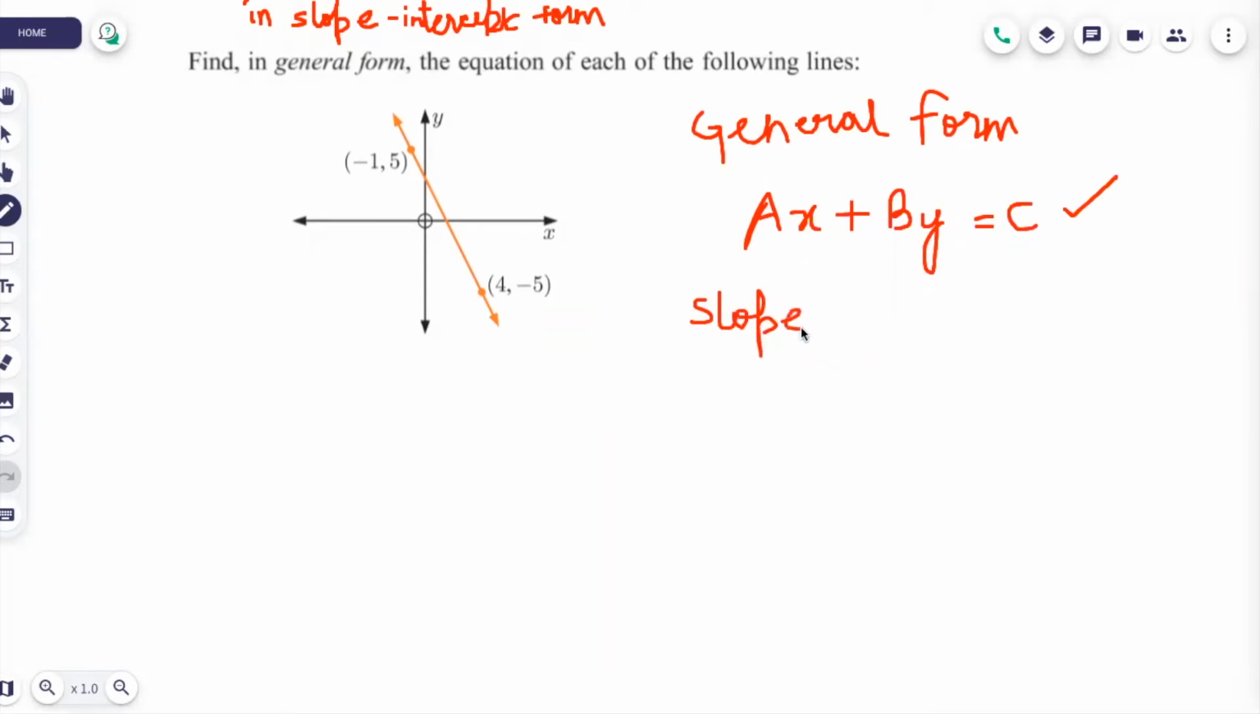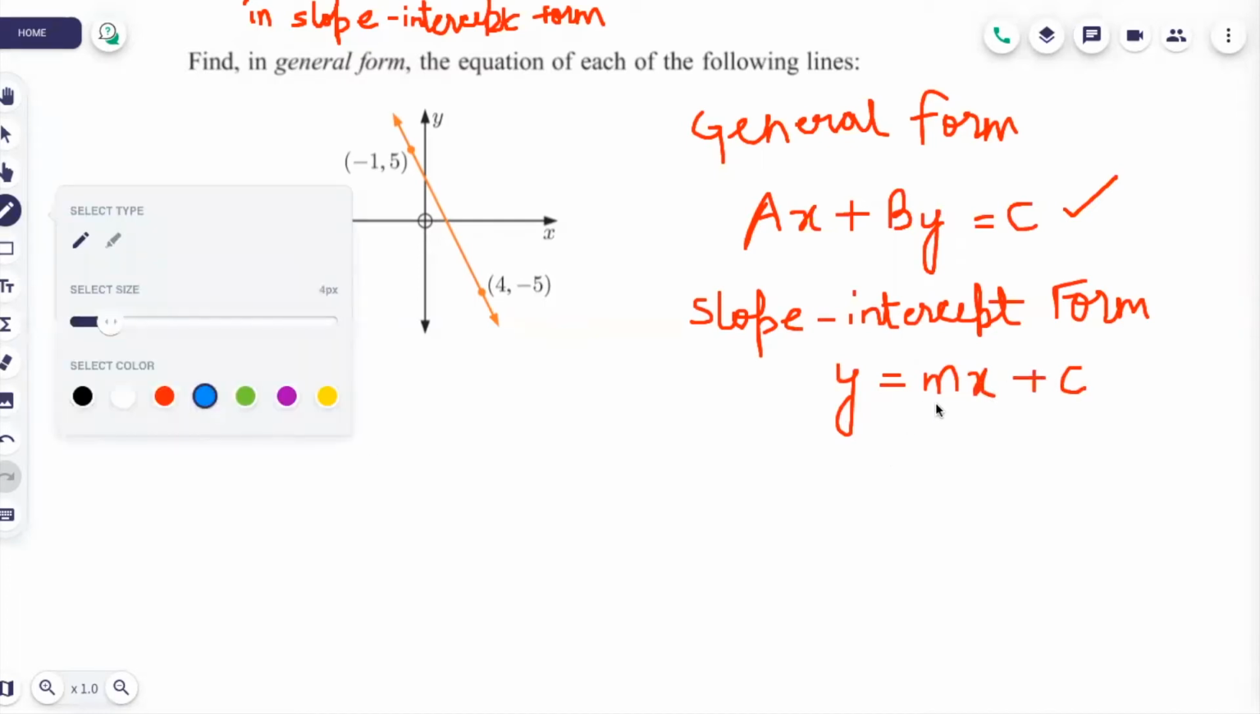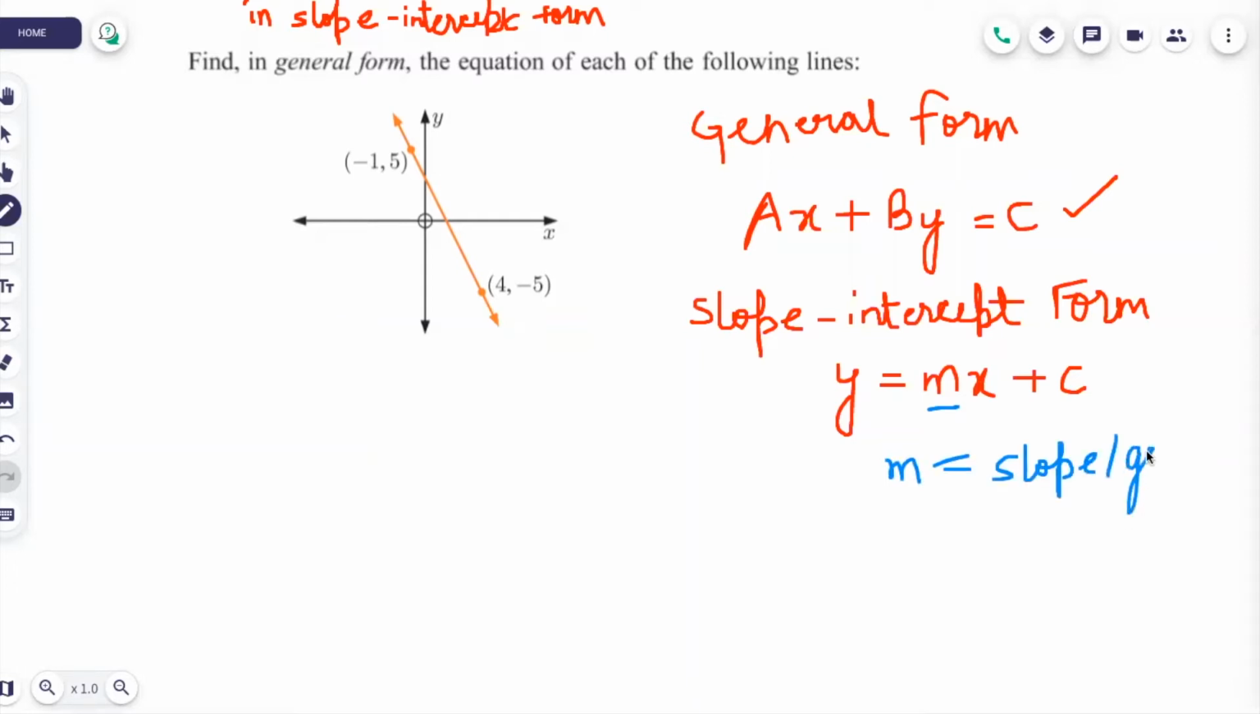Slope intercept or gradient intercept form will look like this: y is equal to mx plus c, where m means the slope or the gradient and c indicates y intercept, where your line meets the y axis, that is y intercept, or wherever it cuts the y axis. Alright, so let's do it.